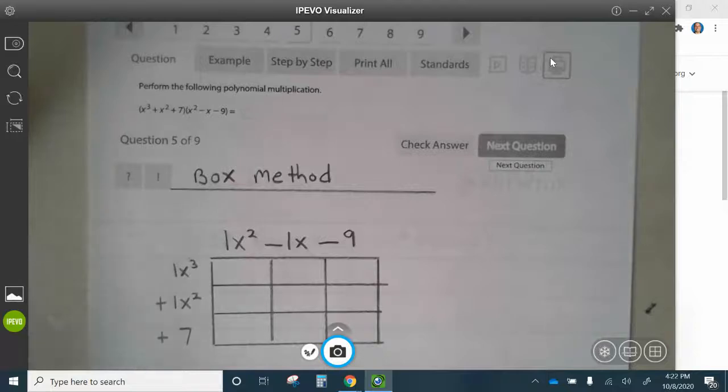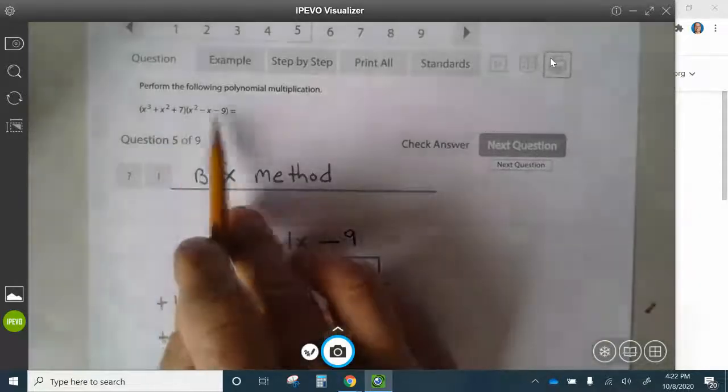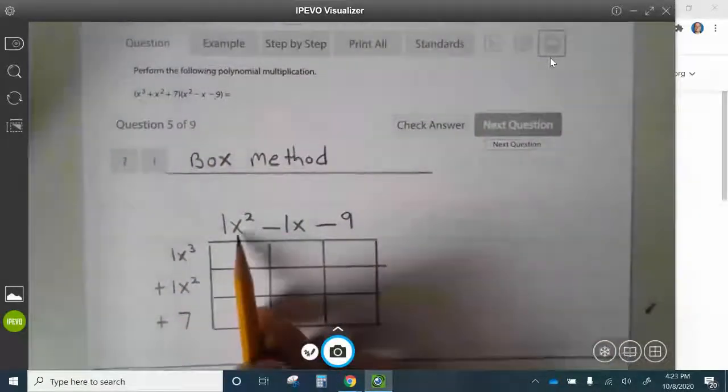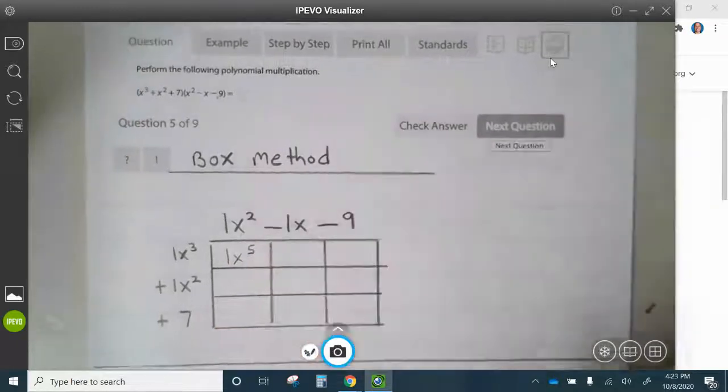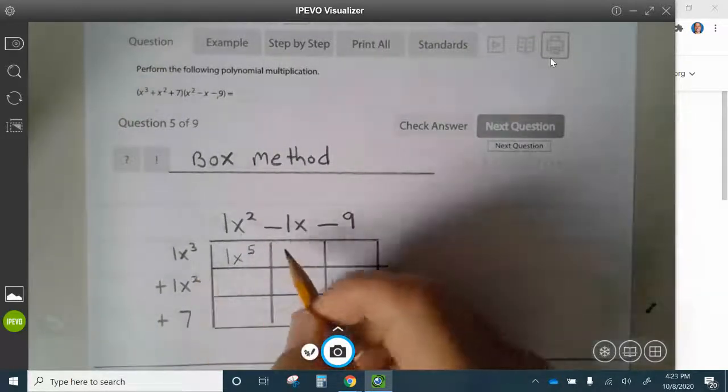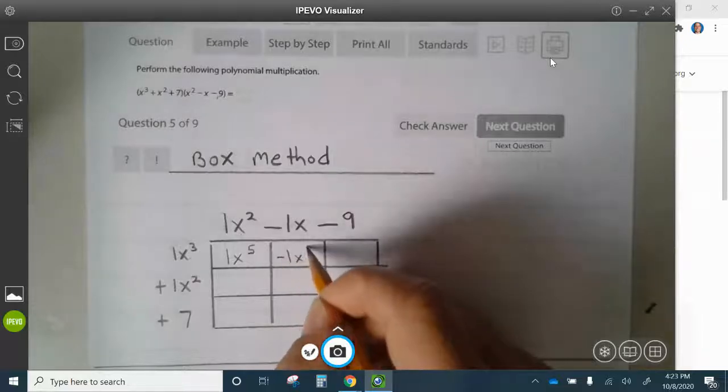Now I've done 2 box methods. I've done 2 FOILs. Now I'm going to do every other problem box method and FOIL. Okay. So again, we're multiplying these together. So 1x cubed times 1x squared is 1x to the 5th power. 1x cubed times negative 1 is negative 1x to the 4th. Negative 1x cubed times negative 9 is negative 9x cubed.